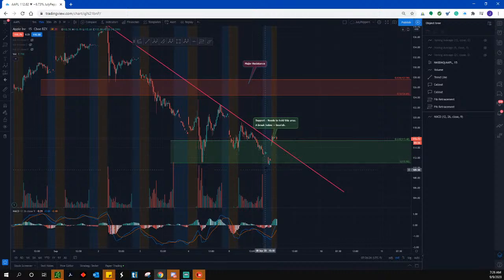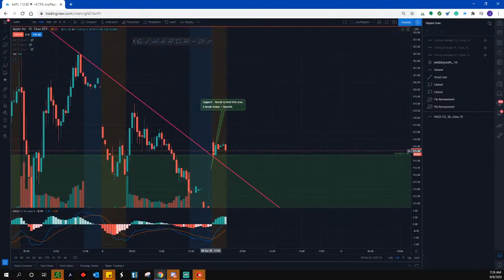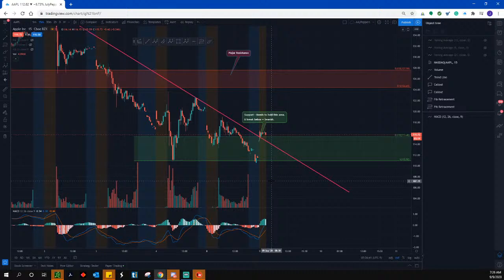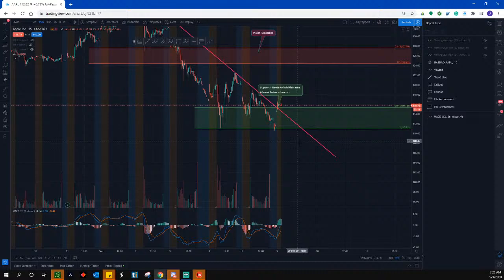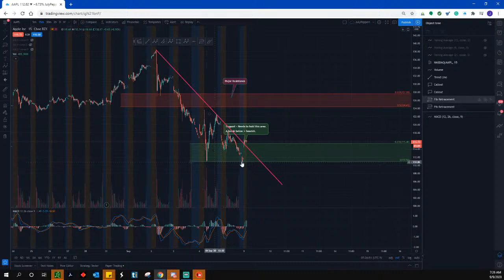Okay. So we bust this trend line, and we've retested it. We busted through, retested it, and now we're bouncing up. So that's a good sign for me. But this needs to break for me to be bearish on Apple. I think we're bullish on Apple. But again, we need to break this to be bearish. But we still have major resistance up here. All right.